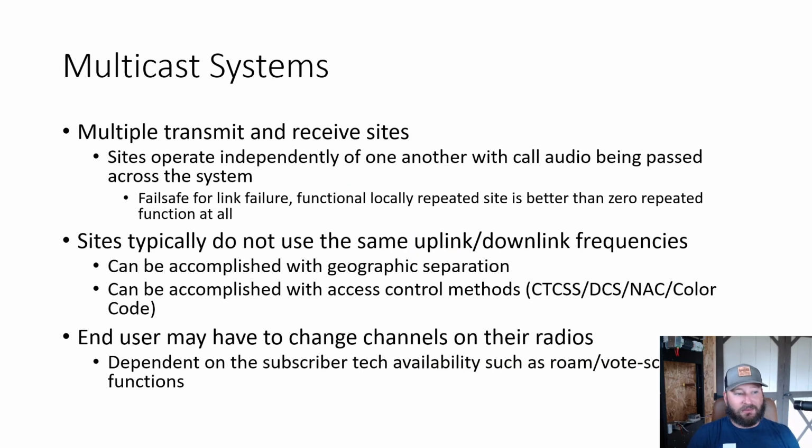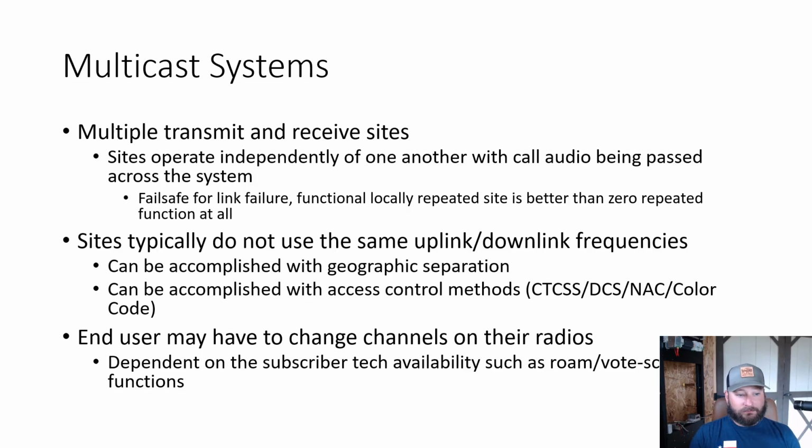Next is our multicast system. So this is your traditional multi-site system where you have multiple transmit and receive frequencies, and the sites can operate independently of one another with that call audio being passed across the system. This is actually a fail-safe feature for a link failure. So you still have a functional local repeater instead of having a repeater that receives but doesn't transmit any audio because the site you're transmitting to has no link.